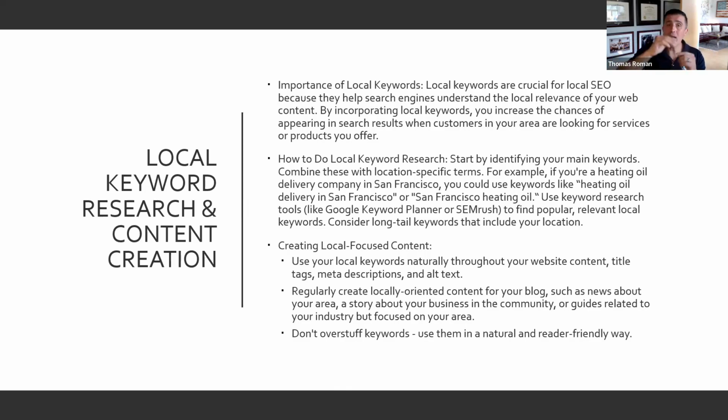Then on the page, you have the H1 tags. They have the relevant things that you want to highlight. So we usually do, I'd say 4 to 8 of those per page with different H1 tags referencing different services. So from there, creating locally focused content, okay? Regularly create local-oriented content for your blog, such as news about your area, a story about your business in the community, or guides related to your industry, but focused on your area.